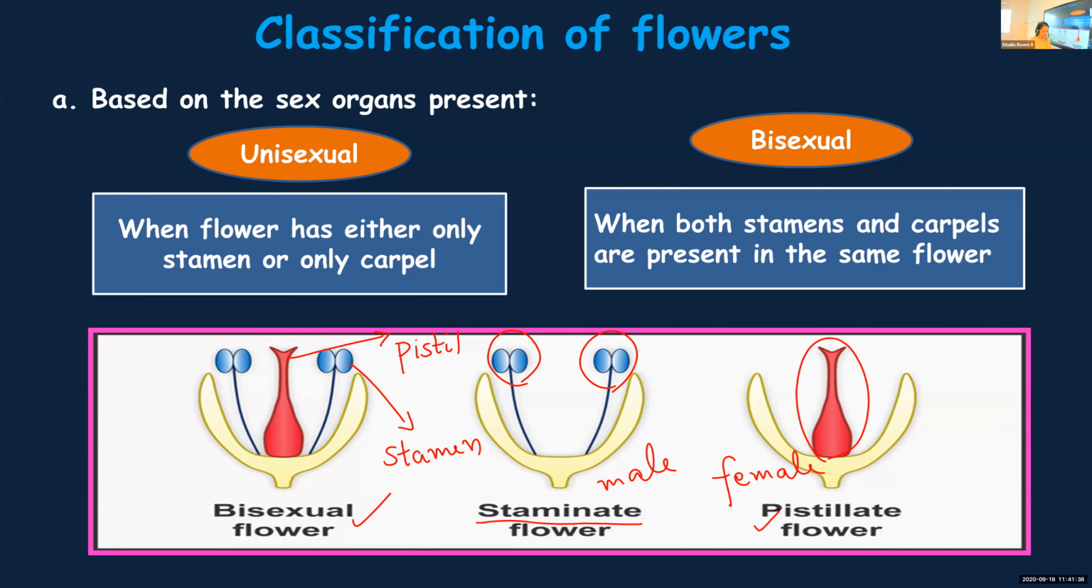Examples for unisexual flowers are papaya, watermelon, all those produce unisexual flowers, whereas majority of the flowers are bisexual, like sunflower, lily, hibiscus, all those are examples for bisexual flowers where both male and female reproductive parts are present, and papaya and watermelon, they are examples for unisexual flowers.